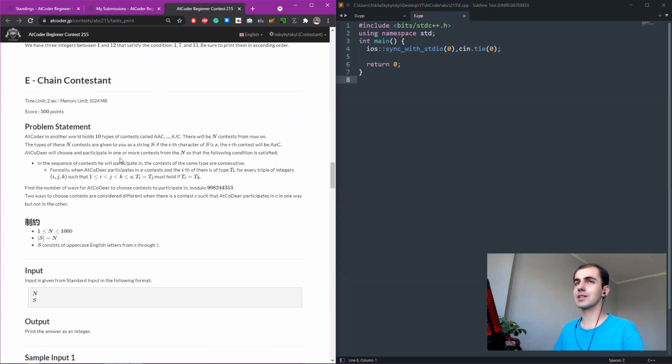AtCoder will choose and participate in one or more contests from the n so that the following condition is satisfied. In the sequence of contests he will participate in, the contests of the same type are consecutive. Formally, when AtCoder participates in the next contest and the ith of them is type di, then for every triple of integers ijk such that they are... Yeah, okay. That's a confusing way to word it, but it's okay. Output the number of contest choices AtCoder can make, modulo that. N is up to 1000, okay.